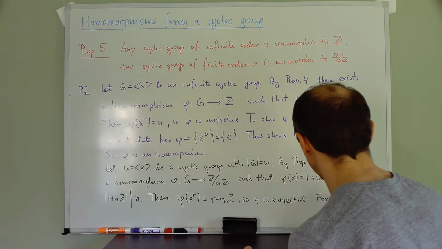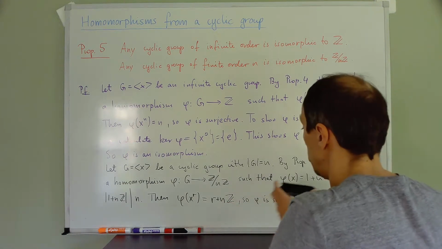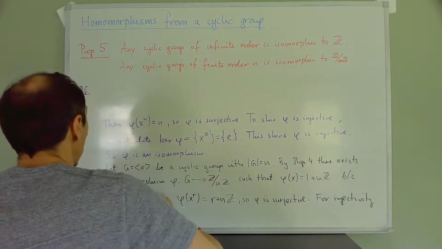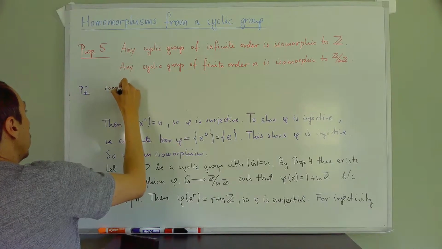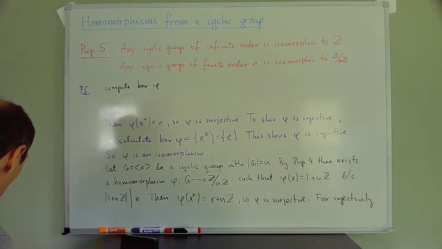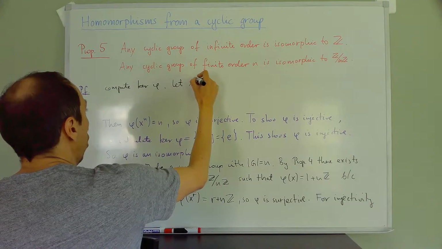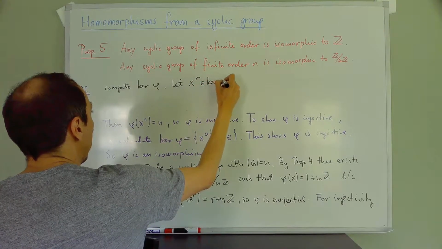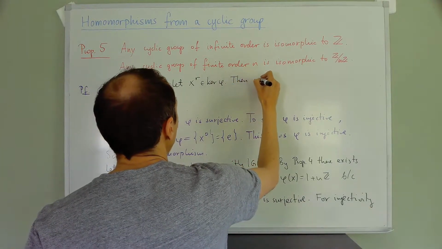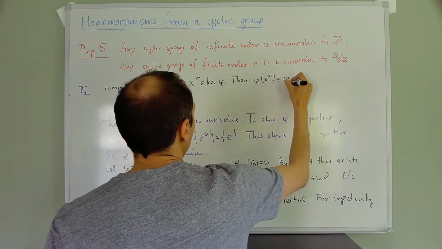So for injectivity, let's compute the kernel of phi. So let x to the r be in the kernel. Then phi of x to the r is, well, phi of x.